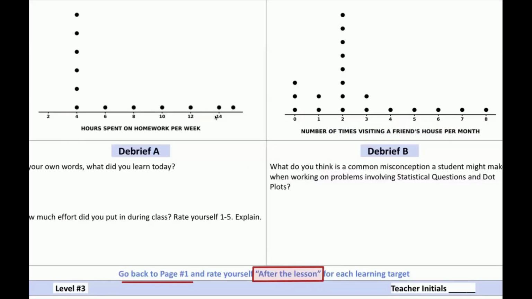Now that you finished all of page 6, you're going to go back to page 1. And as promised, now that we've gotten some more practice, you're going to rate yourself after the lesson in our learning targets. Once you finish rating yourself on page 1, check in with your teacher to get additional feedback.